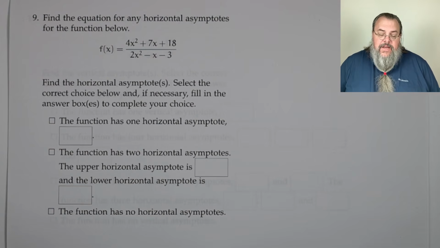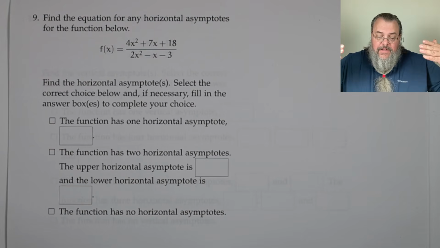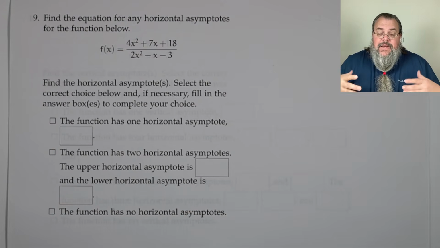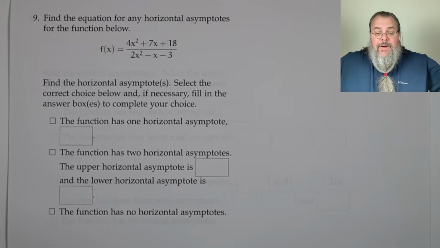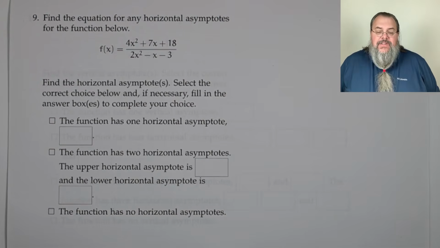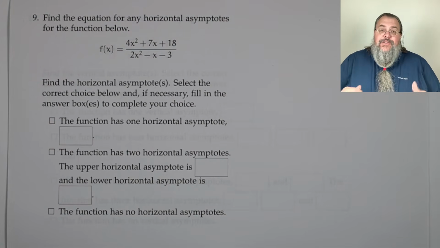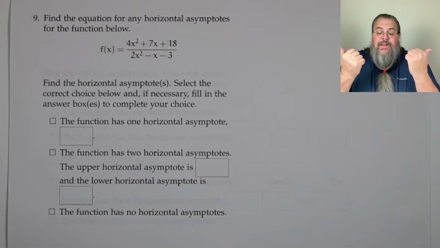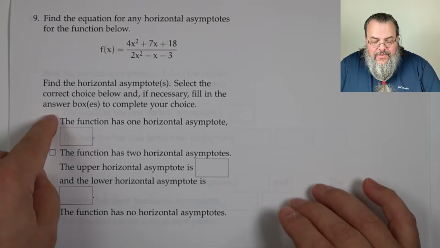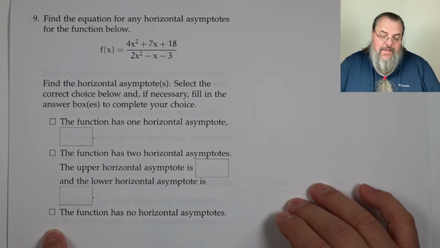So we have f of x is (4x squared plus 7x plus 18) divided by (2x squared minus x minus 3). Now, horizontal asymptotes says, hey, think about what happens for really big values of x. So we're heading off in those directions and saying what's going on. Now, it turns out there's only 2 ways you can get big. You can get big in a positive direction or big in a negative direction. So there's either 0, 1, or 2. And so that's why you'll see there's 3 possibilities here.